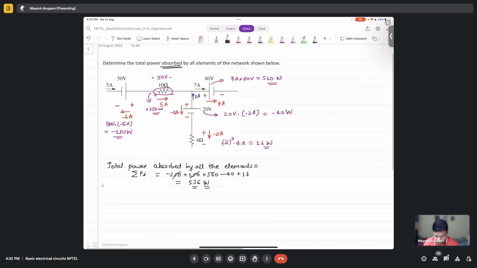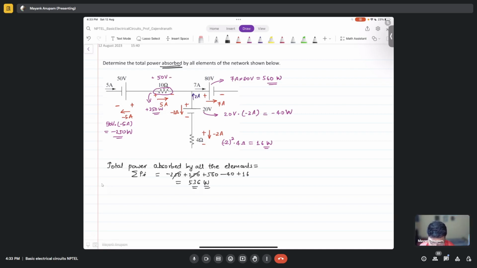Sir, I have a doubt here. Go on. Sir, as per the question, they're asking total power absorbed by the elements. So why did we consider that minus 250 and minus 40? Those elements are delivering elements, no? Not absorbing. No, I mean the net total power absorbed by the network. That is how I interpret it.